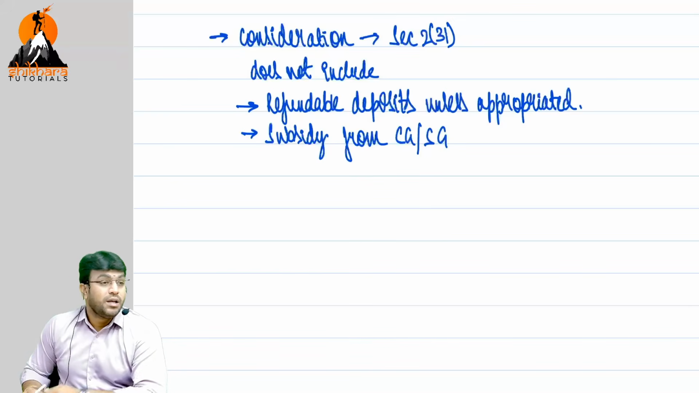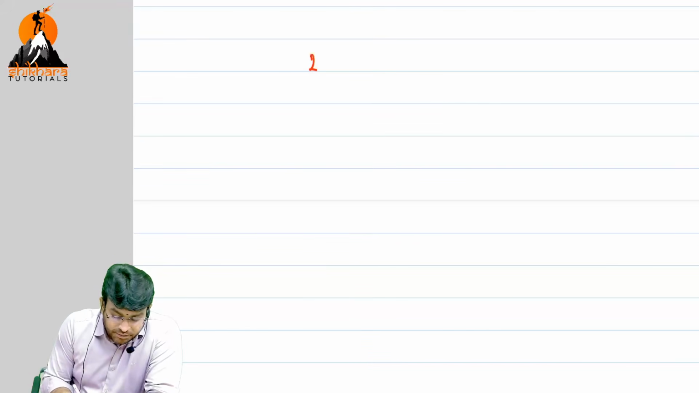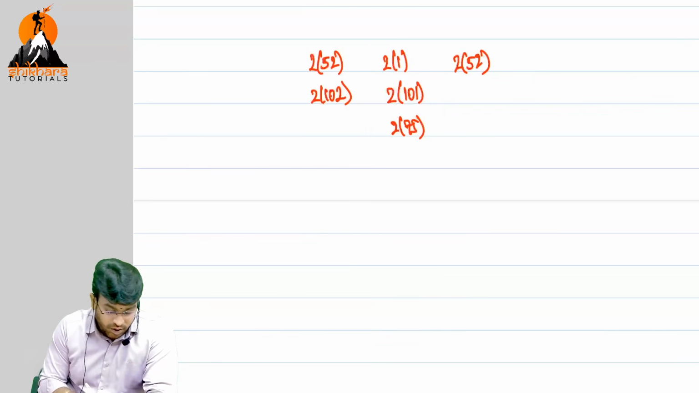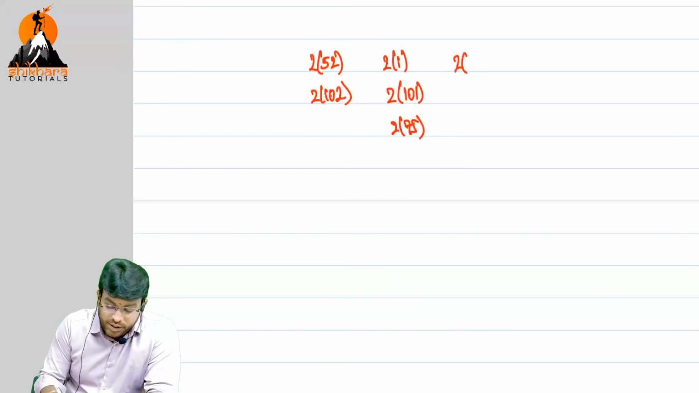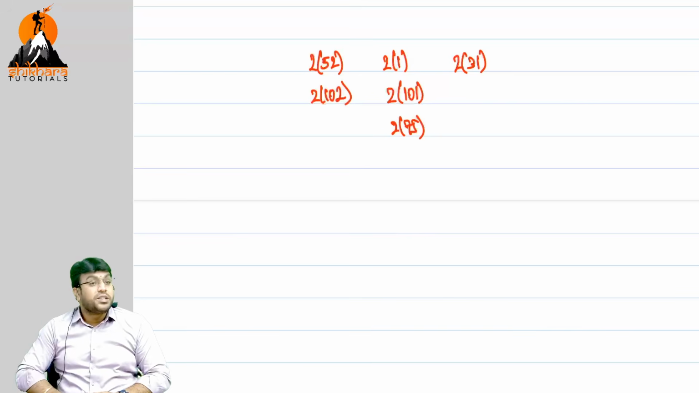So friends, what all sections have we covered till now? Section 2(52), what is that? Goods. 2(102), services. 2(1), actionable claims. 2(75), money. 2(52) is already done; I wrote here that it is goods. Then 2(31), consideration. I'm sure we are clear at this stage.